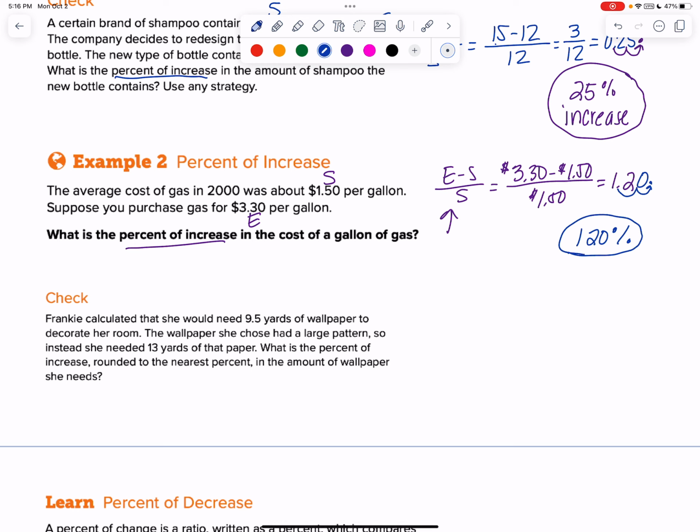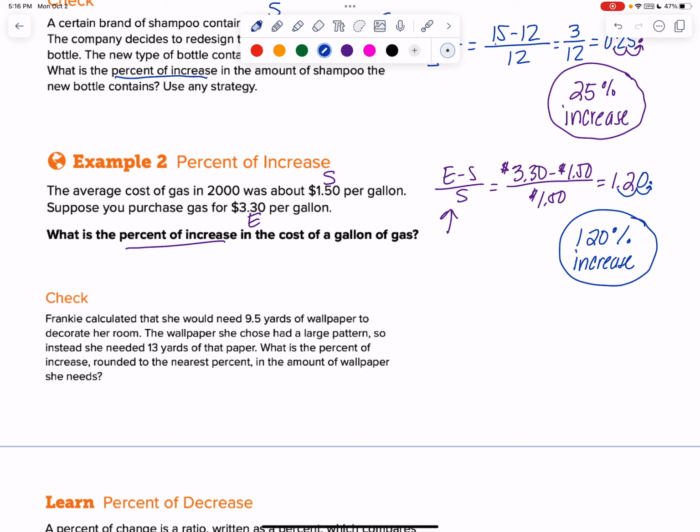Yep, you can. If I left it like that, why would I lose a point? Oh yeah, I forgot to say 120% increase. So got to make sure you have that word. So it's something to check every single time. Okay. And so think about, why was it 120% increase?